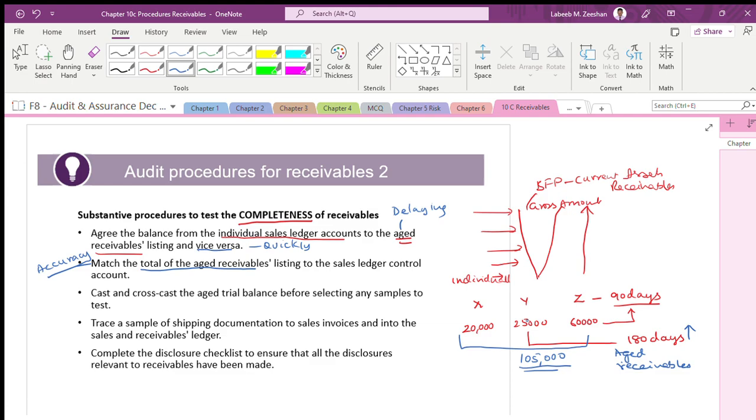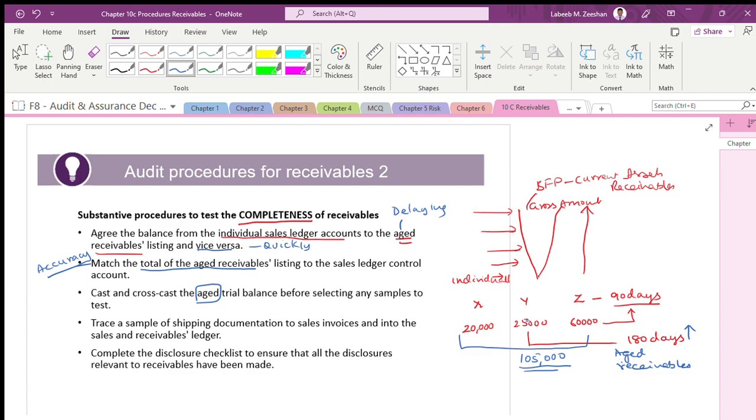Cast means again totaling. Cross cast. Aged. We are working out what we are focusing on, which type of people? The people who are delaying the payments. Got my point? We are delaying the payment. That is where the receivables come in. Receivables are not focusing on the people who are paying on time. The receivables are the ones where people are delaying.